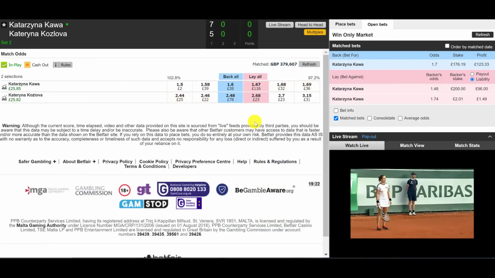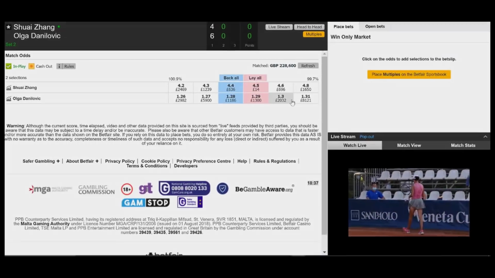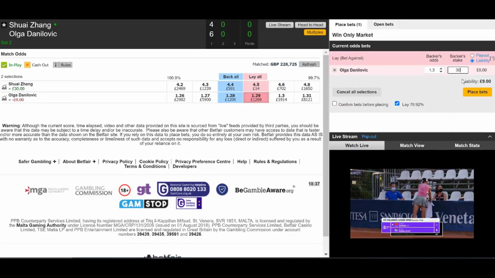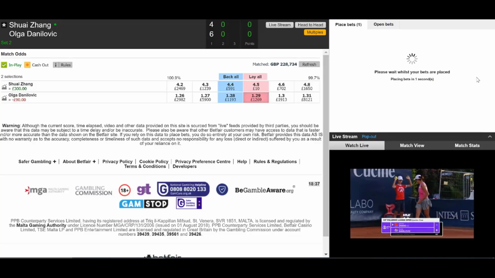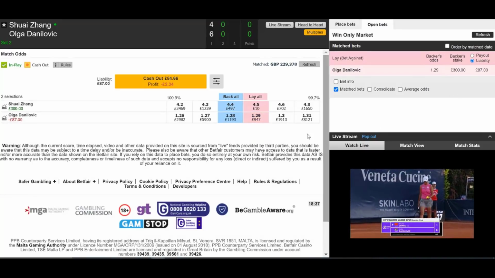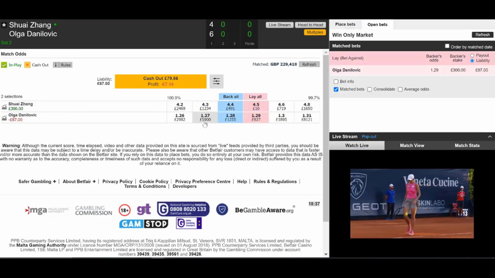Okay, so nice in and out with a quick lay the leader trade in this one. So when you're using this strategy, it doesn't necessarily have to be laying an underdog who's won the first set. You could lay a favorite who has won the first set, and that's what we've just done here. So Danilovic is the favorite for this match, and she's won the first set.